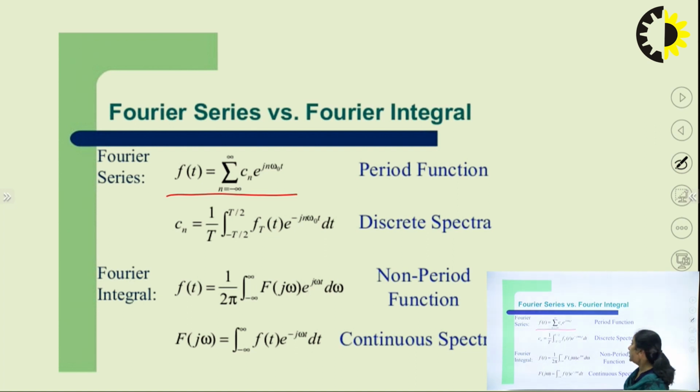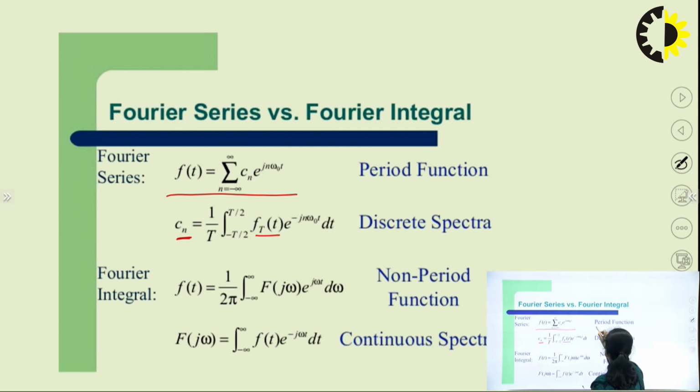Here Cn is the Fourier coefficient, the complex Fourier coefficient or exponential form of Fourier coefficient. So if function f(t) is given, we can derive this coefficient. There is another form for Fourier series also, that is the trigonometrical form. In that form we derive a naught, an and bn. So these three coefficients need to be derived if we need to write the Fourier series in trigonometrical form, but this is the exponential form.